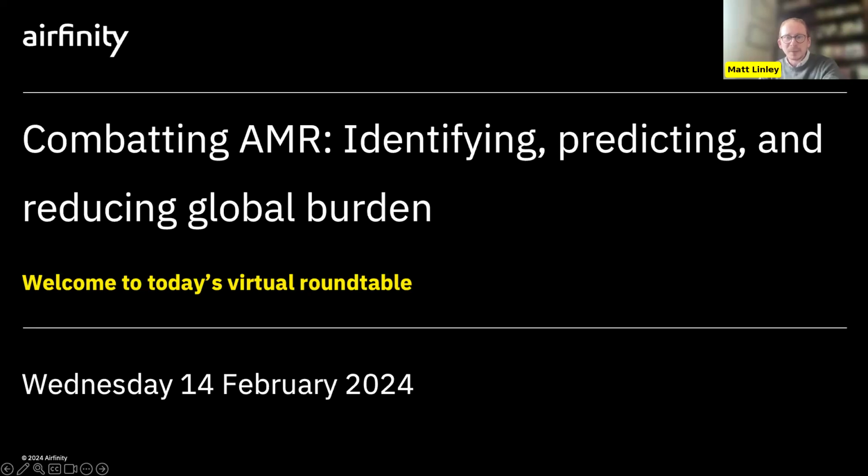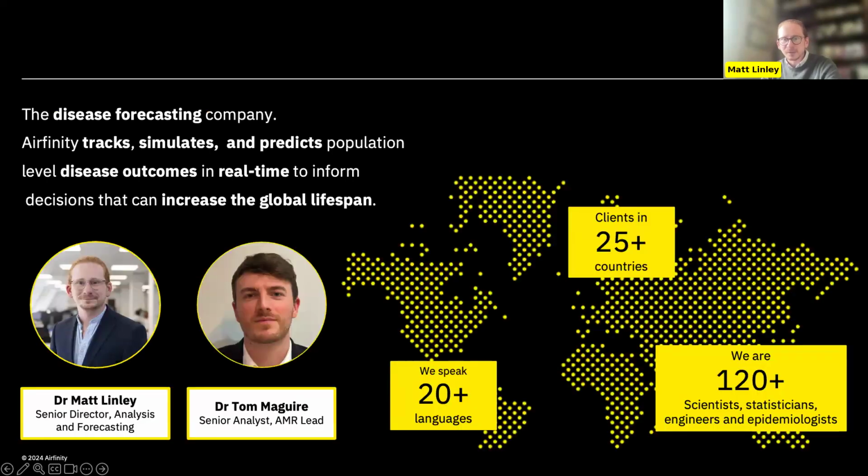While many of you may be aware of who Affinity are, I wanted to start with a very brief introduction about who we are. Affinity is a disease forecasting company. We track, simulate, and predict population-level disease outcomes in real time to inform decisions that increase the global lifespan. Founded in 2015, Affinity uses a unique quant analytics approach combined with advanced science, statistics, epidemiology, and machine learning solutions to dynamically understand true disease prevalence and underlying outcome drivers.